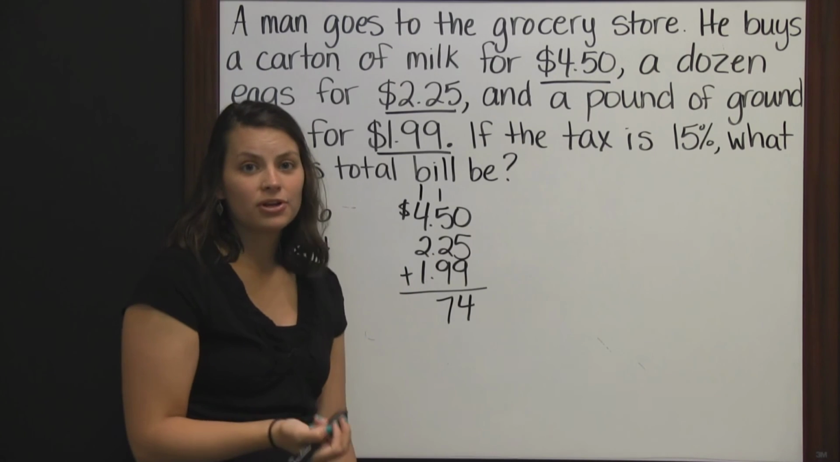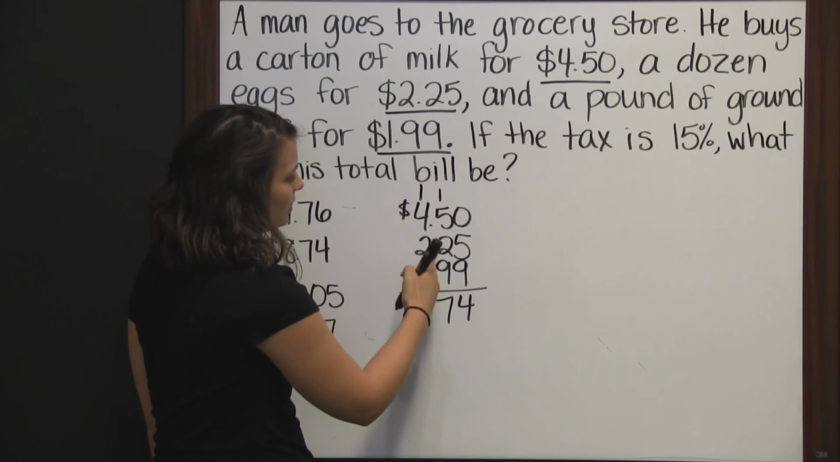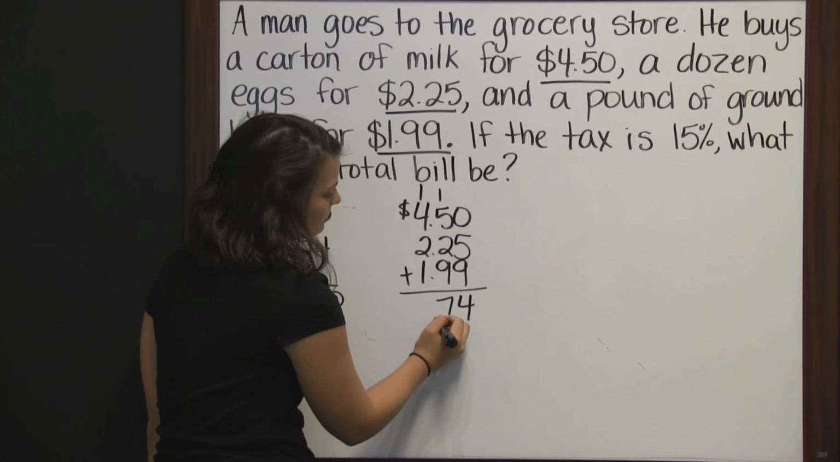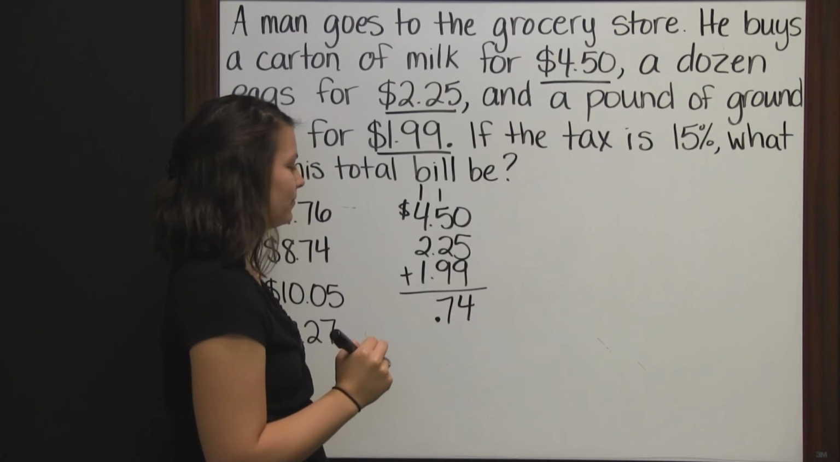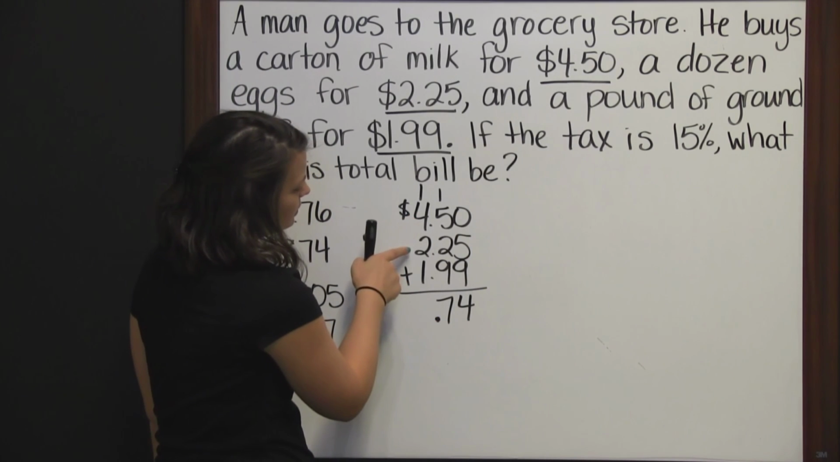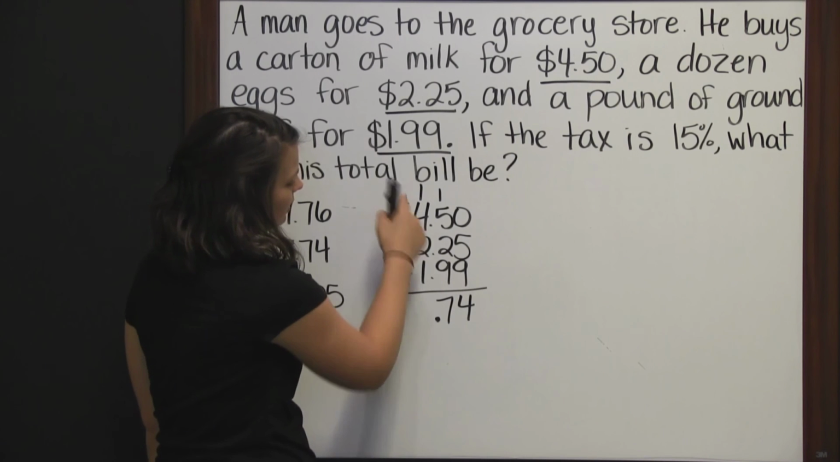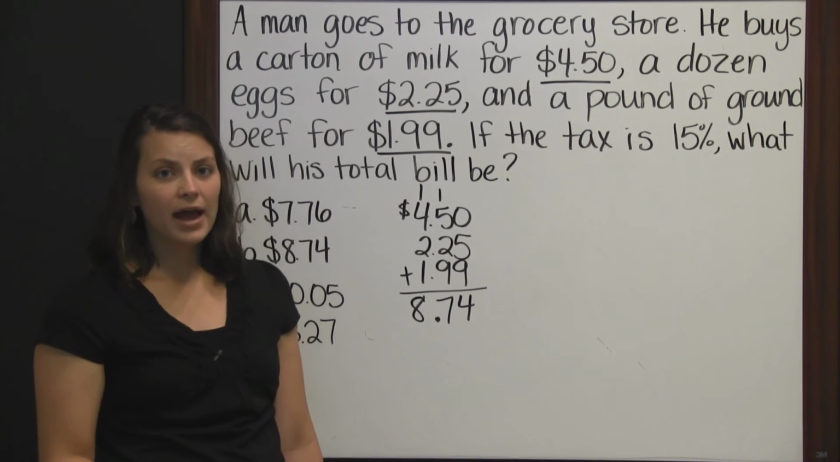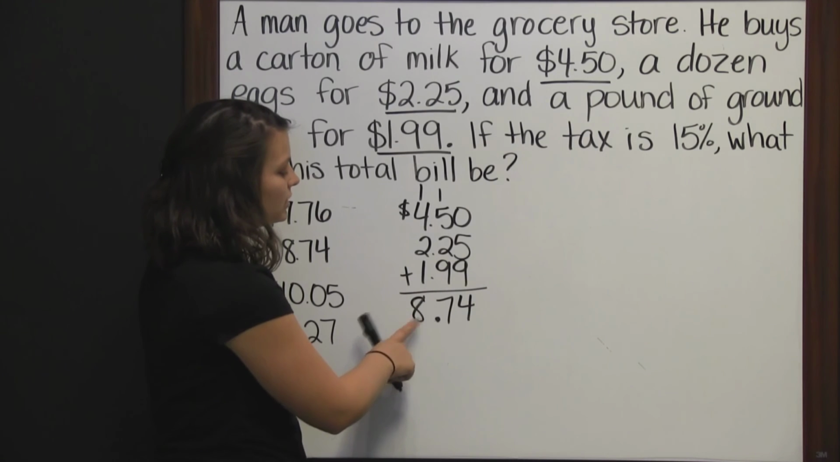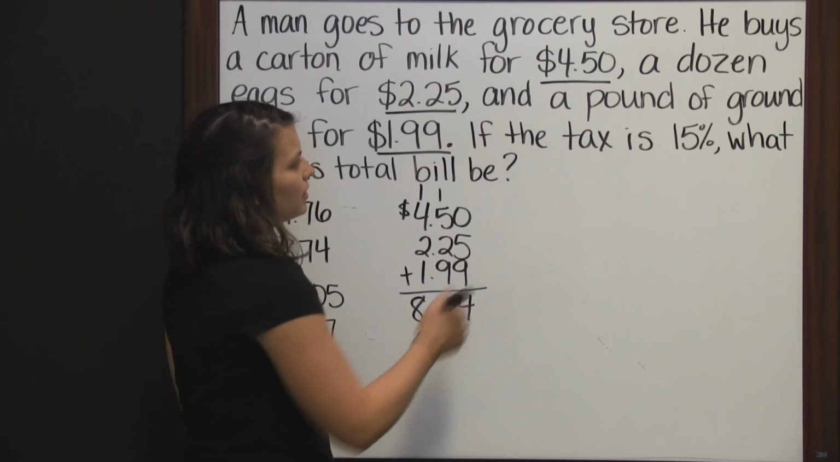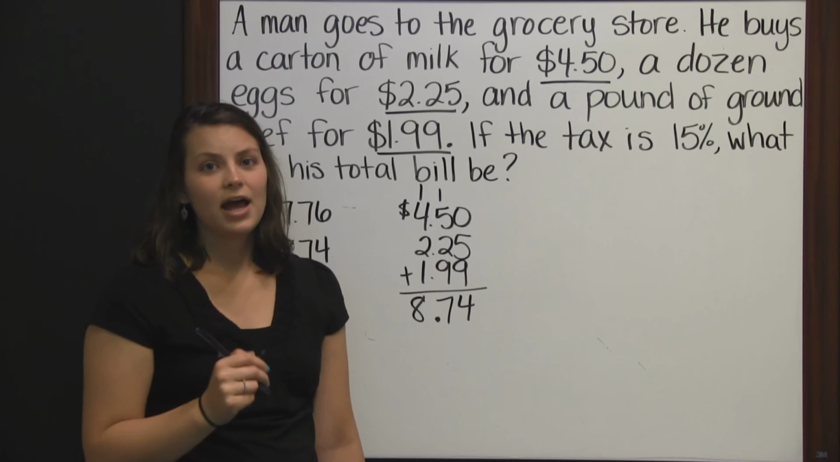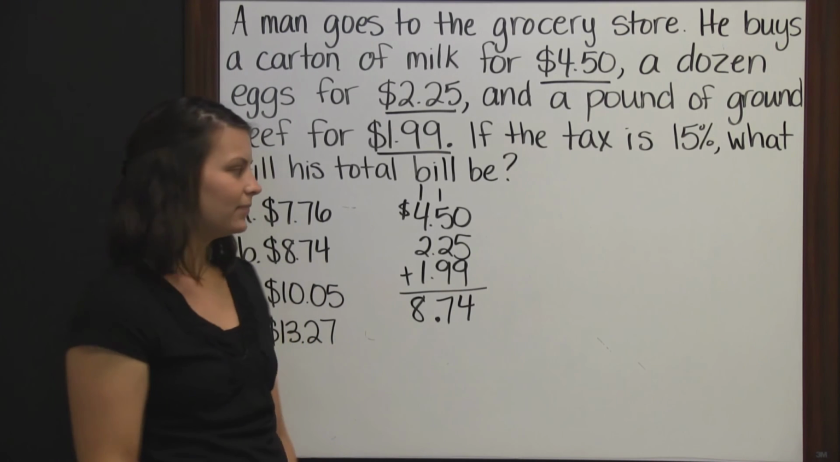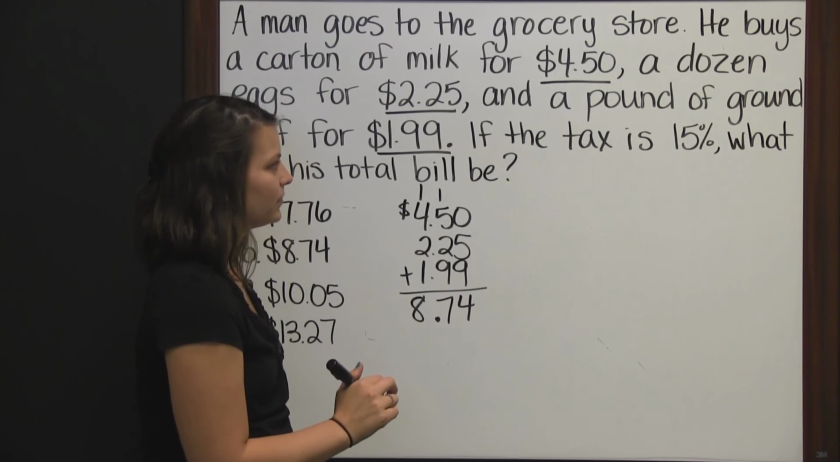And don't forget that when you're adding, you need to line up the decimals, and you can just bring that decimal right down into your answer. So we have 4 plus 2 is 6, 7, 8. So his total before he pays tax is $8.74. But we've got to now calculate how much tax he's going to pay on what he's buying.